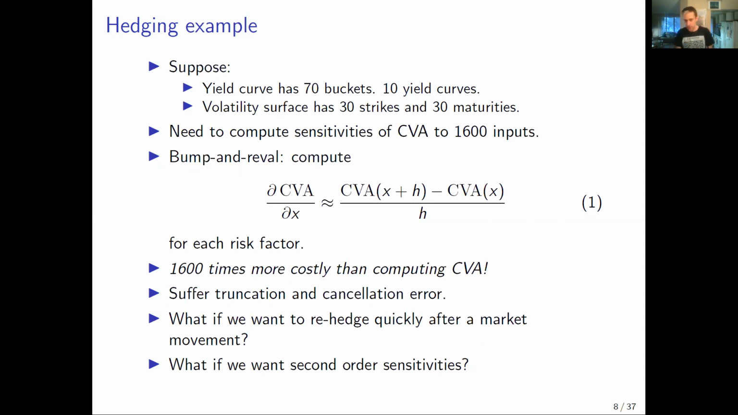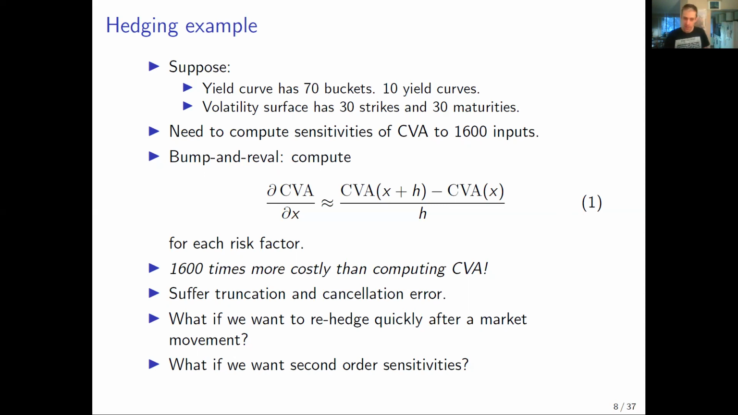Now, suppose that we take this traditional approach called bump and reval. And what is bump and reval? Well, it's just based on the first-year calculus definition of a derivative. That is, we compute CVA at the current market state, and then we compute CVA at a slightly perturbed market state, CVA at x plus h, subtract the two and divide by h for some small h. Now, as h goes to 0, this becomes a derivative, but for small but finite h, this is an approximation of a derivative, a finite difference approximation.